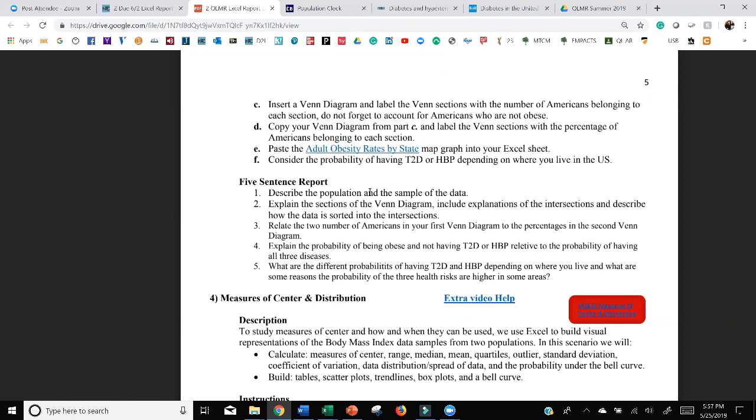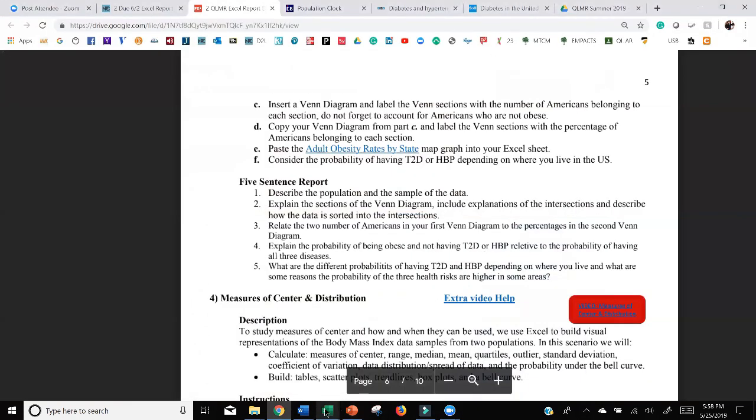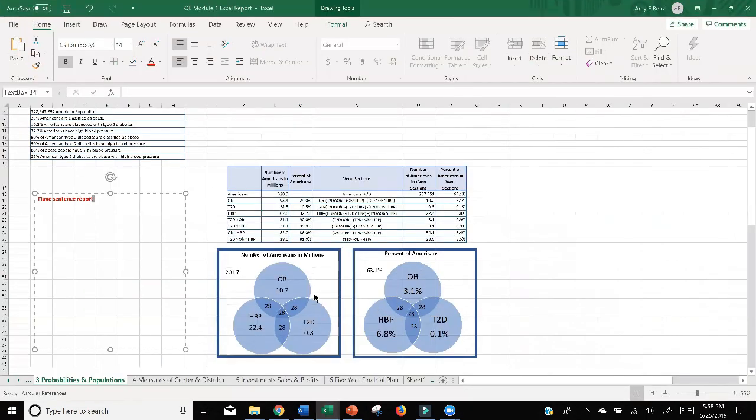Explain the sections of the Venn diagram. Include explanations of the intersections and describe how the data is sorted. So you guys are going to do your best to put this sorting process into some words. Each Venn diagram reports only the number that is in that section and not for the entire type 2 diabetes. But the type 2 diabetes section actually has 1, 2, 3, well, 4 sections on this Venn diagram. One of them is just empty. So you guys can explain to us that your Venn diagram, which one did we just do? Your Venn diagram here, for example, obesity has 1, 2, 3, 4 sections within that one circle. So you'll want to be sure and explain that to us.